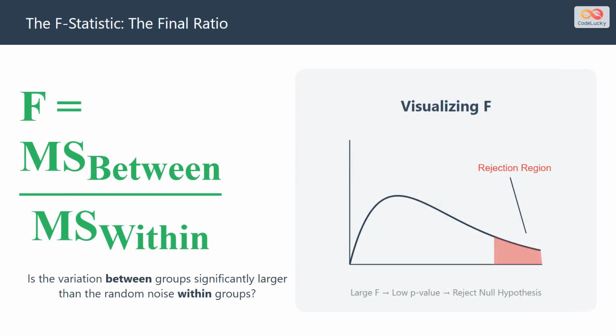Finally, we reach our destination, the F-statistic. This is just a ratio. We divide the mean square between by the mean square within. Think of it as a signal-to-noise ratio. If the top number, the variation between groups, is much larger than the bottom number, the random error, we get a large F value. A large F value tells us that the differences we see are likely real and not just due to chance.